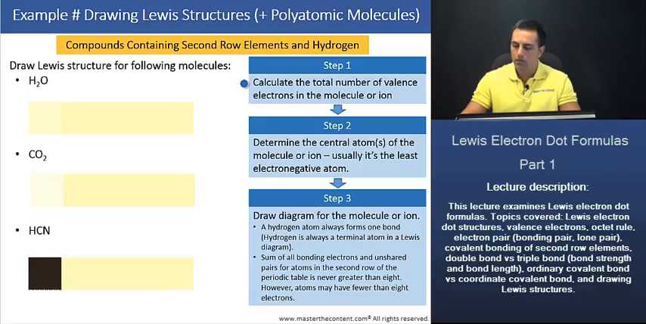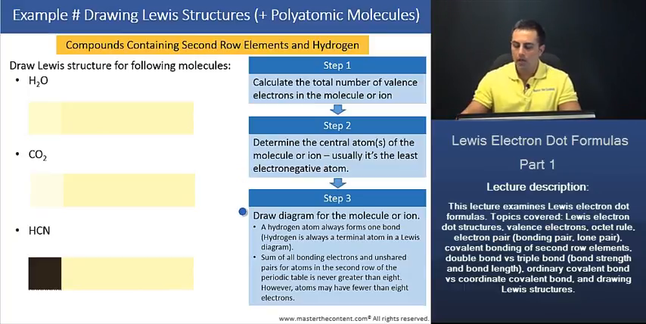Step one, calculate the total number of valence electrons in the molecule or ion. In step two, we're going to need to determine the central atom of the molecule or ion, and that's usually the least electronegative atom. If you recall, we covered electronegativity extensively in the periodic table lecture series. Thus, should you require further information on electronegativity, you can watch that lecture at any time.